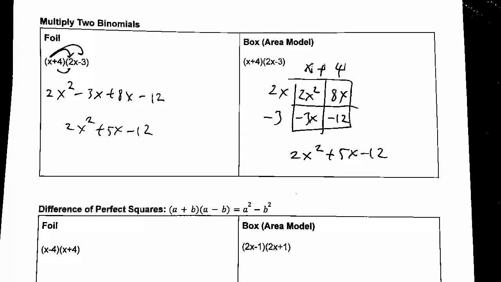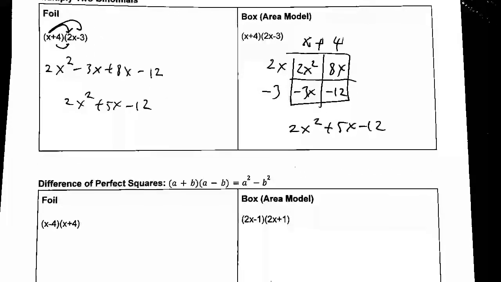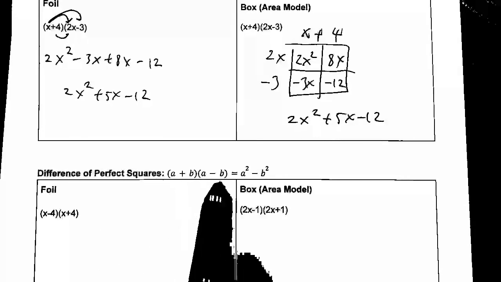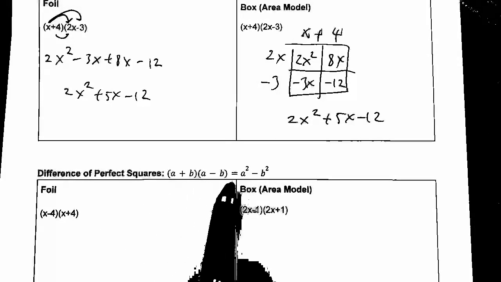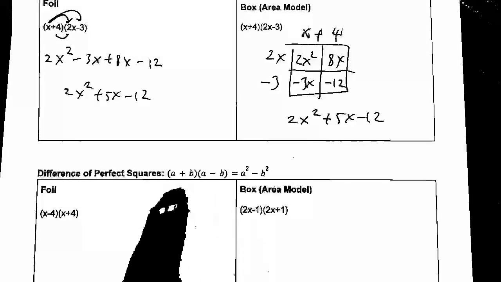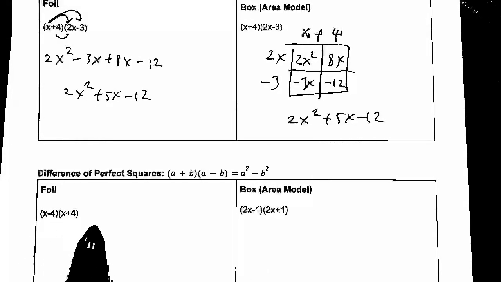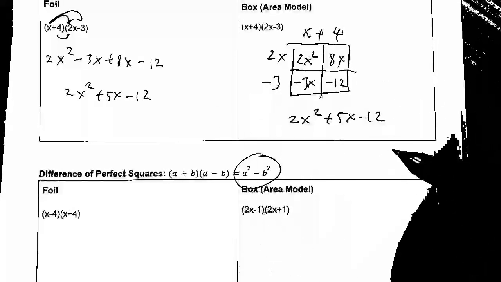How are we on these bottom two? I'm done. We're done, I think. So this is called a difference of perfect squares, meaning you're multiplying binomials with the same numerical values, but they have opposite signs. Notice how both of these are x and 4, but one is plus 4 and one is minus 4, and that creates this special outcome, a squared minus b squared.